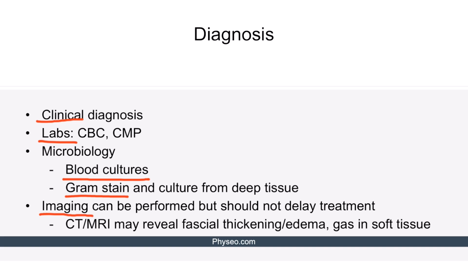Now, imaging can also be performed, but you're not going to want to do that at the expense of treatment. Remember, this is rapidly progressing, like so fast that you can't wait to get a CT or MRI. If you do end up getting a CT or MRI for your patient, then that can reveal fascial thickening and edema and gas in the soft tissue. And that gas makes sense because we talked about the crepitus earlier. Okay, now we can finally talk about how you manage this.